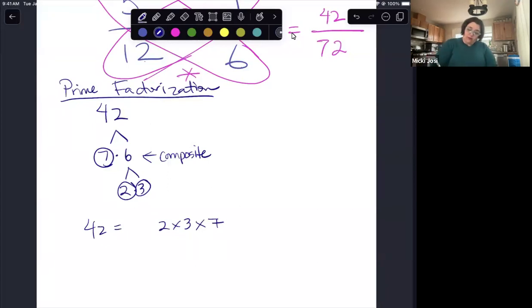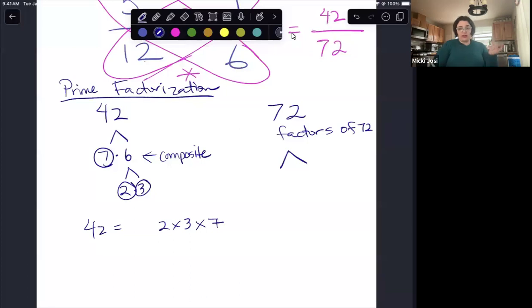Then we're going to do the same thing for 72. So 72, you can start with any two numbers that multiply to 72. These are what we call factors. You just are going to start with two factors of 72, and we're creating a factor tree.